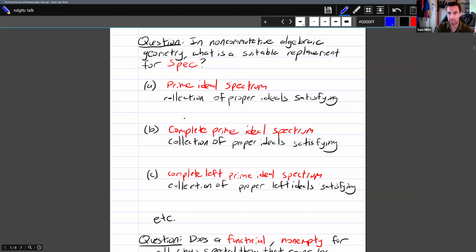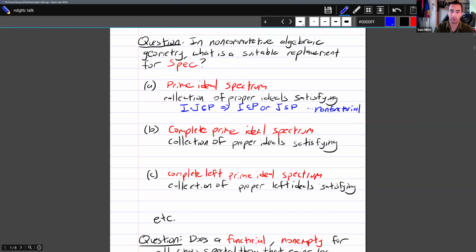Some of the most standard ones are the prime ideal spectrum, which is the collection of all proper ideals that are prime, i.e. they satisfy, for instance, that if you have IJ contained in P, then this should imply that either I is contained in P or J is contained in P. This is probably the most standard generalization or extension, but the main issue that it has is that it's non-functorial. But it satisfies almost all of the usual properties that the standard spectrum has.